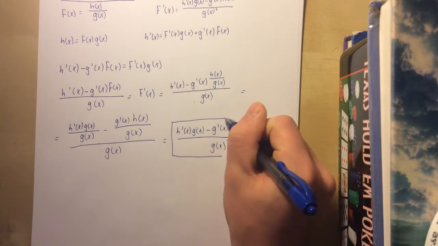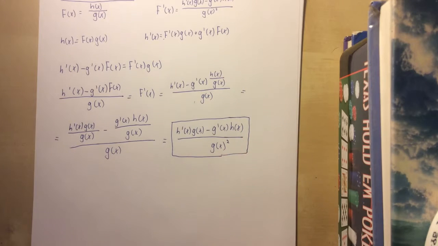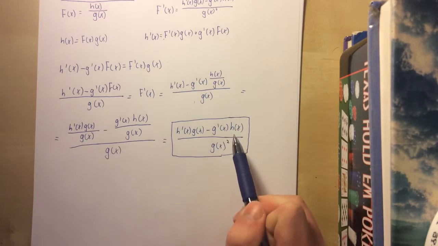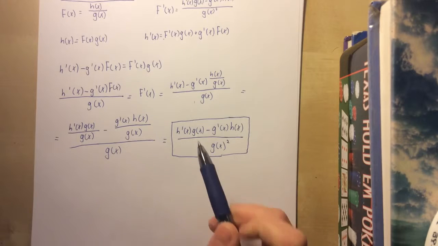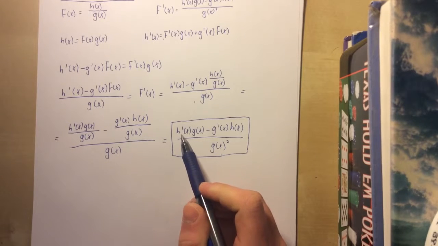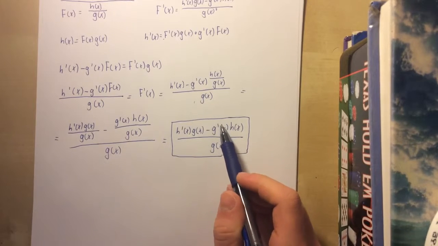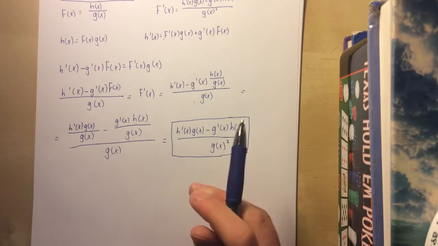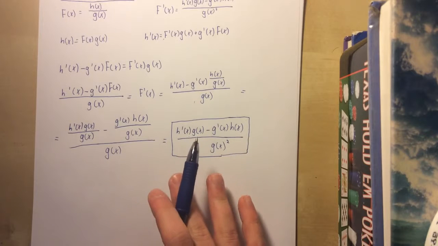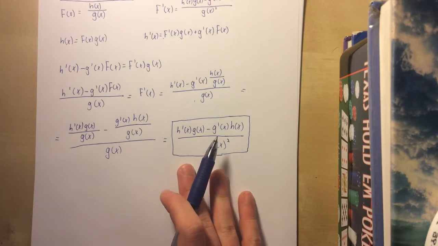So once again, you definitely want to memorize this, and you want to make sure that the derivative of the numerator comes first. The second term is the derivative of the denominator, and you're dividing by the denominator squared. And next video we'll go over 3 practice problems.